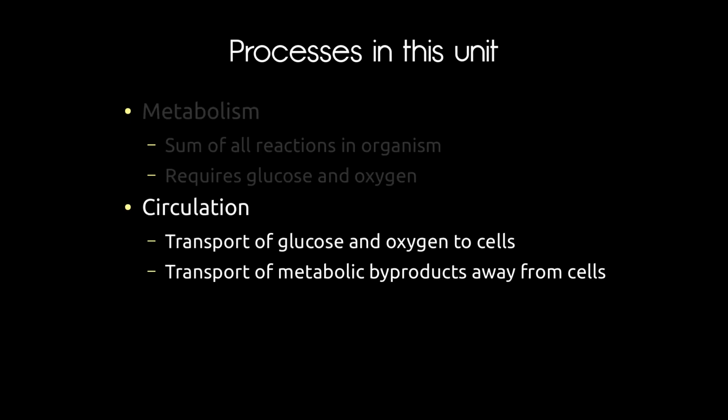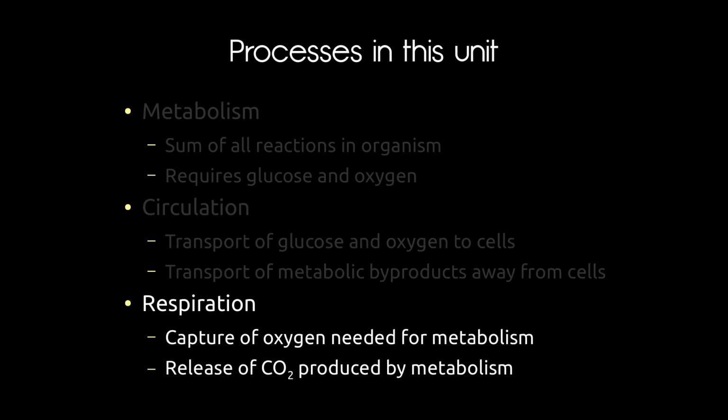And next in this unit, we're going to be talking about the circulatory system. It is this system that is primarily responsible for transporting that glucose and oxygen that's needed by metabolism to the cells that need it. The circulatory system will also handle transporting metabolic wastes and byproducts away from cells after that builds up during the process of metabolism.